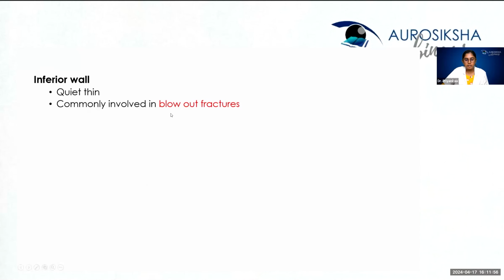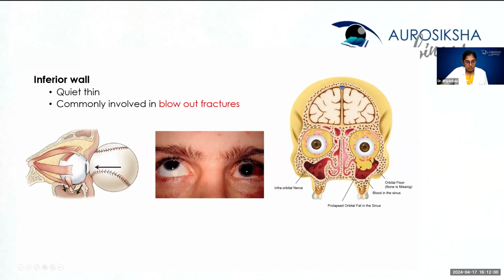A blowout fracture. I'll tell you the explanation. Like when there is a blunt trauma to the eyeball, as shown in this picture, a ball coming and hitting the eye directly, there will be a direct force exerted on the eyeball. Since the inferior wall is a little thin, not as thin as the medial wall, but still a thin wall, it can easily give way, leading to fracture of the floor, and the contents of the orbit can get out of the orbit.